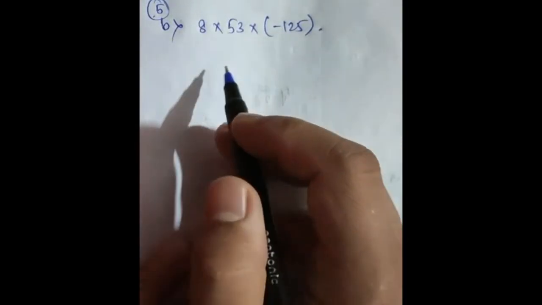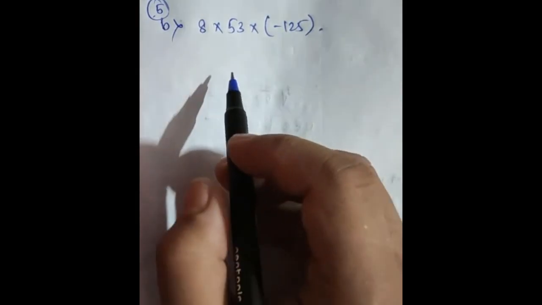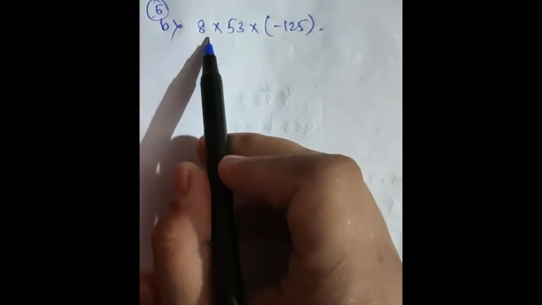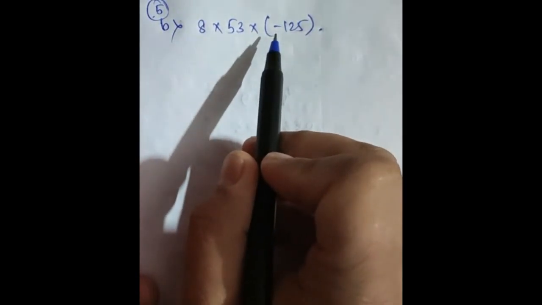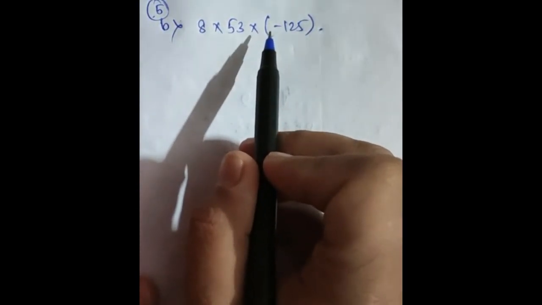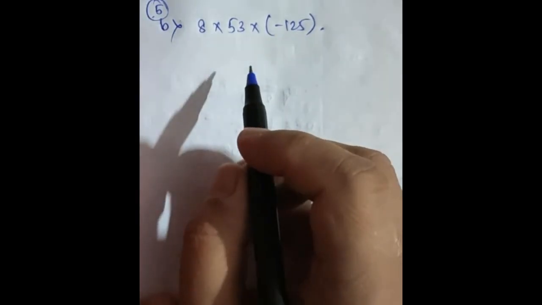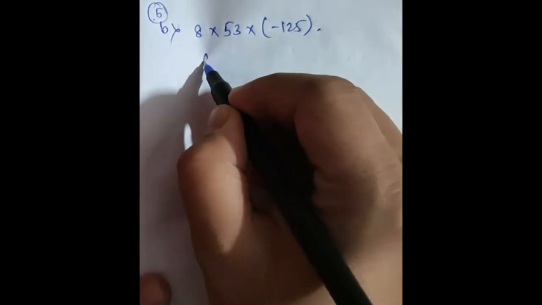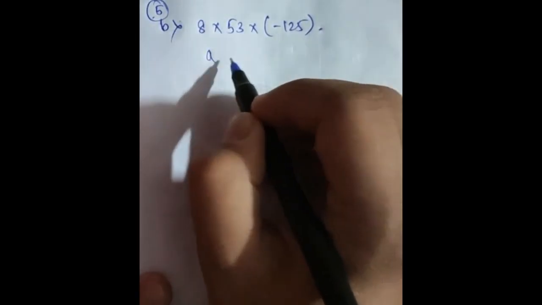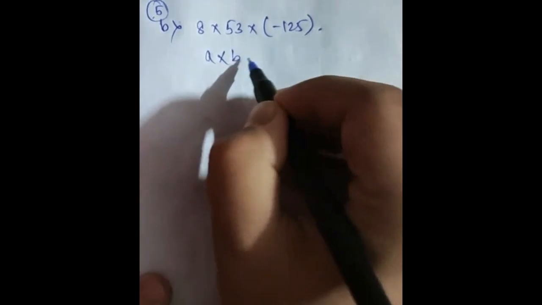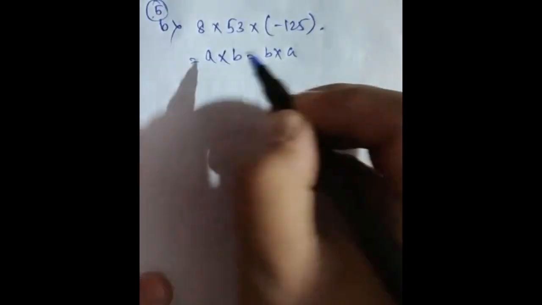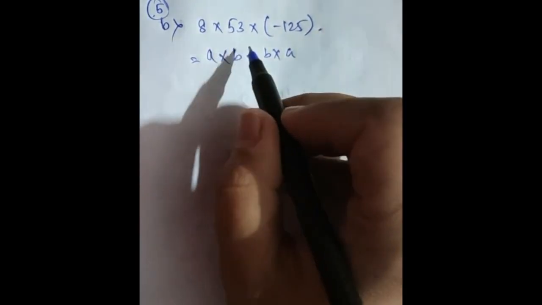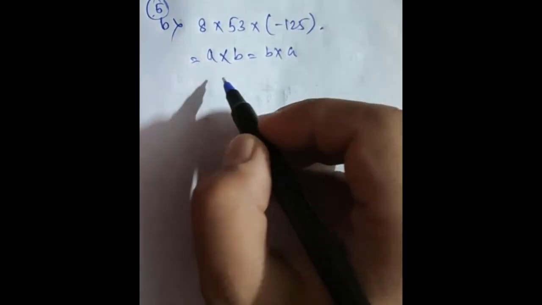So our next question is this, right? So what property are we going to use here? We will not use the distributive property here. Here we will use the commutative law of multiplication. Okay, so the commutative law of multiplication, you know, I guess: A into B is equal to B into A. Commutative means changing the order. Changing the order, the answer will be the same, the product will be the same, right?